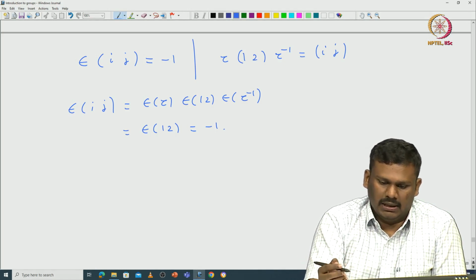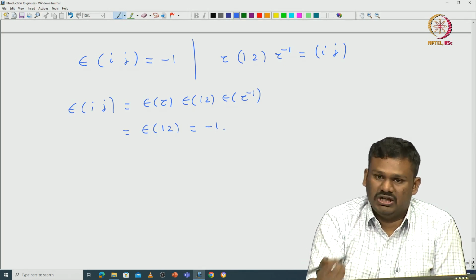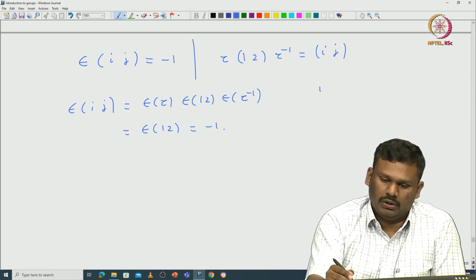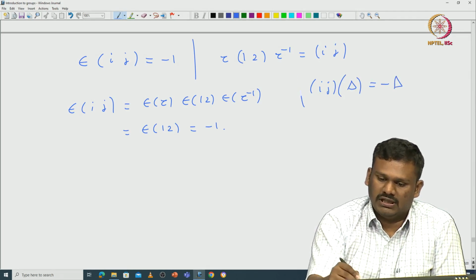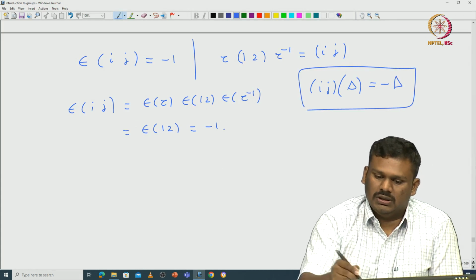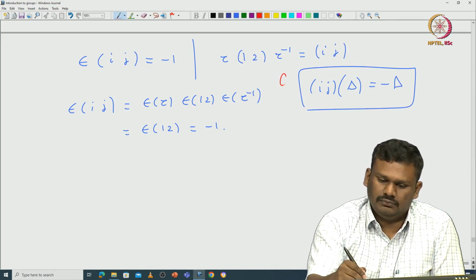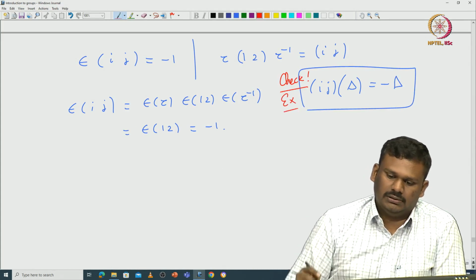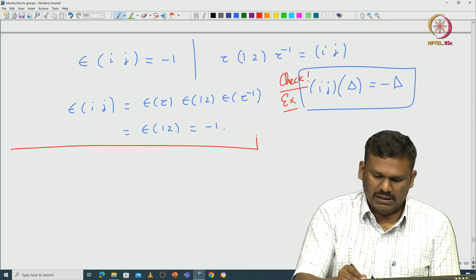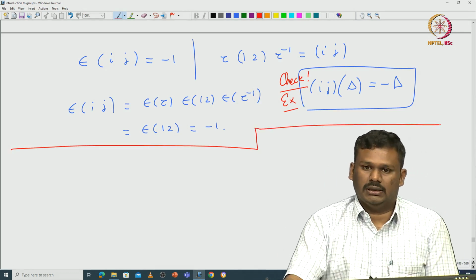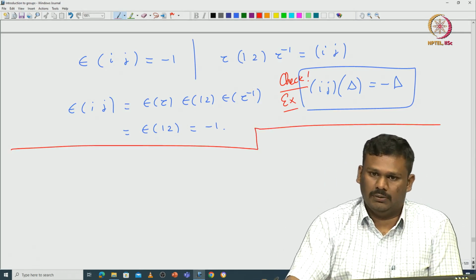But I urge you to just use the definition directly. You compute how this ij acts on delta, and then you try to prove it is exactly minus delta. This is some interesting exercise that you can do directly. Now from this you can easily define what is called an even permutation and an odd permutation.